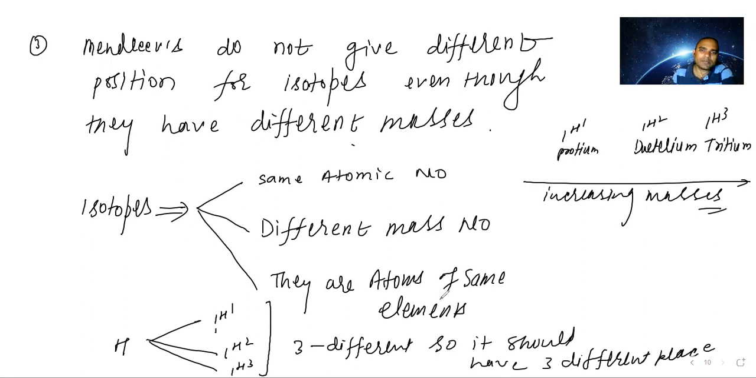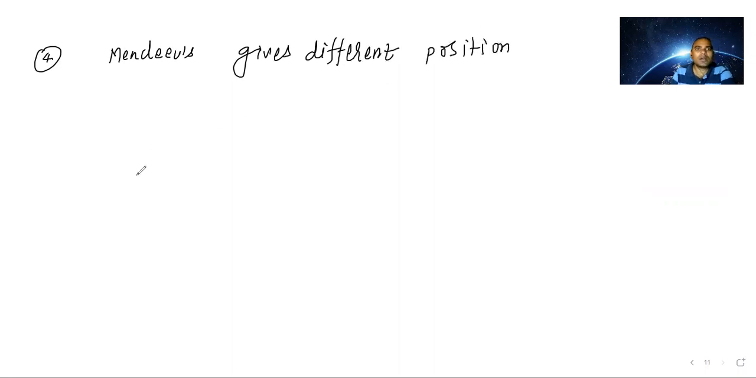Now let us check the fourth failure, the fourth one. Mendeleev gave different positions to isobars.